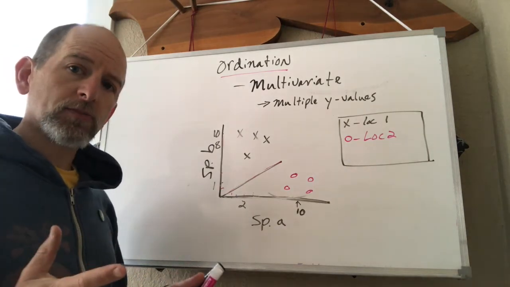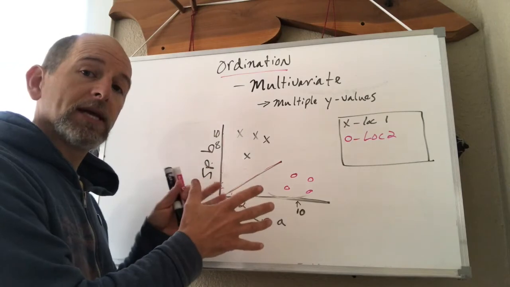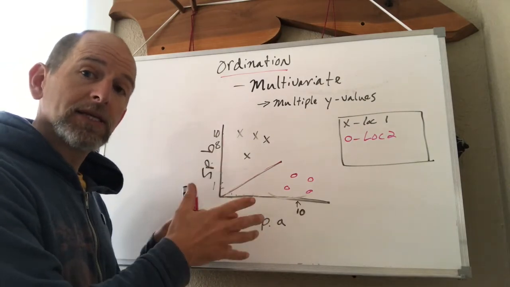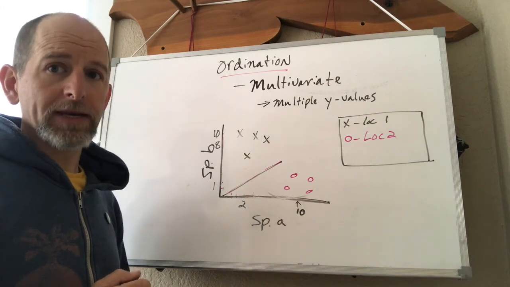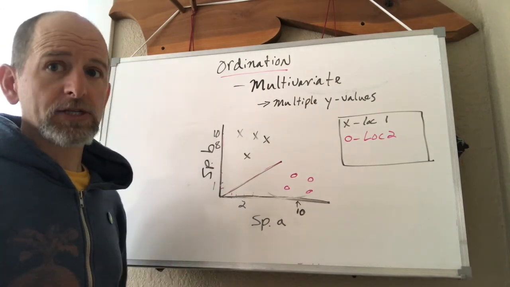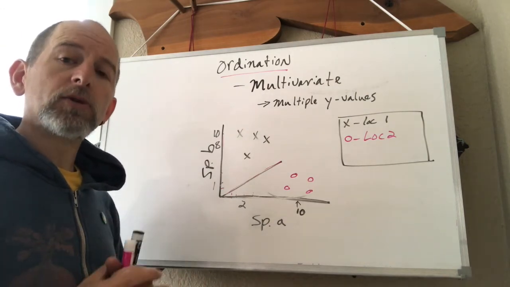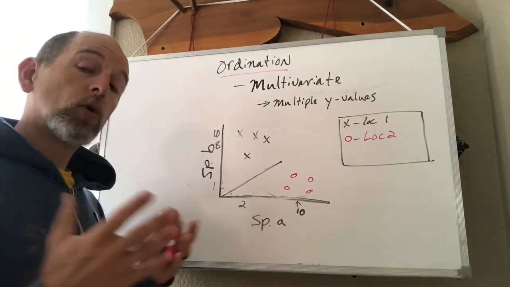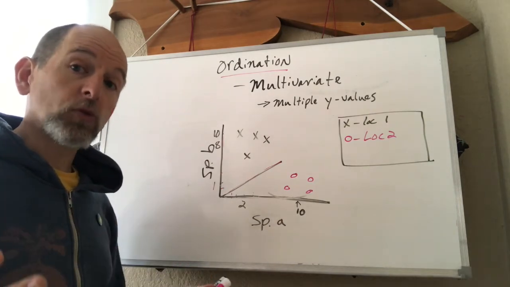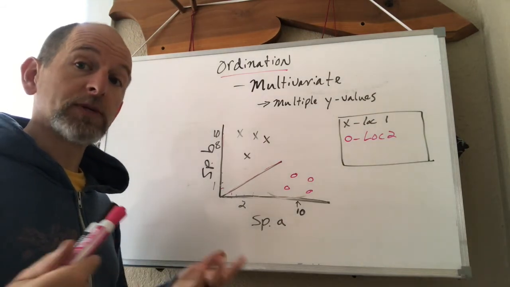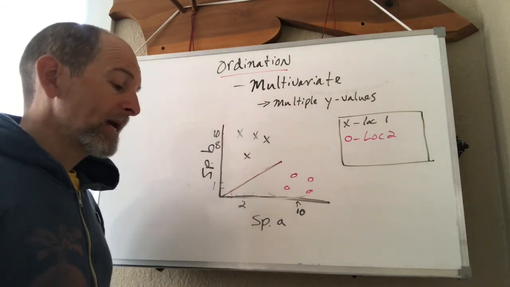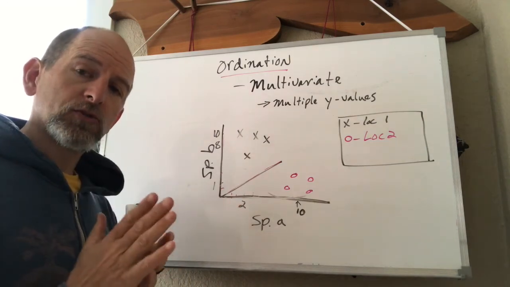So ordination approaches allow us to represent data like these for more than 3 axes in a single 2-dimensional plane. And that's basically what an ordination is doing. It's representing your community data that has more dimensions than just 3, where a dimension is for every species or every item you're analyzing. And it's compressing it down to a 2-dimensional plane.